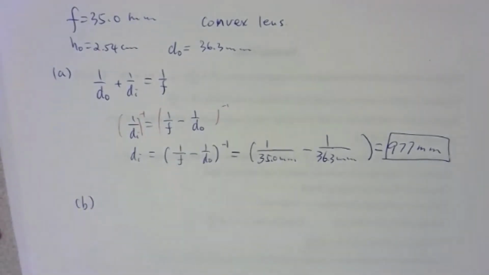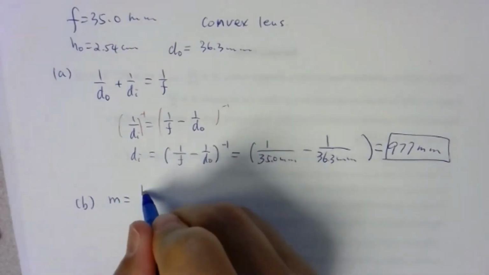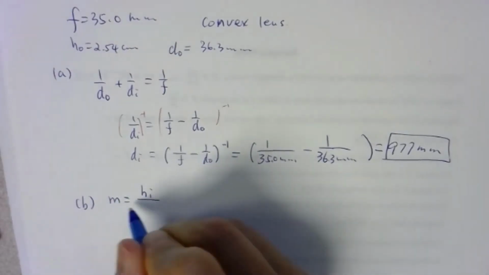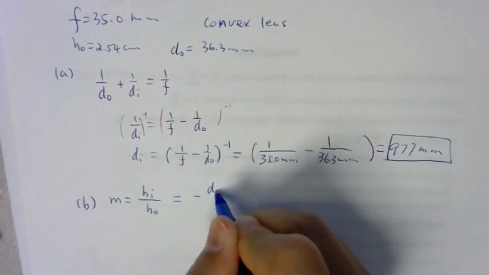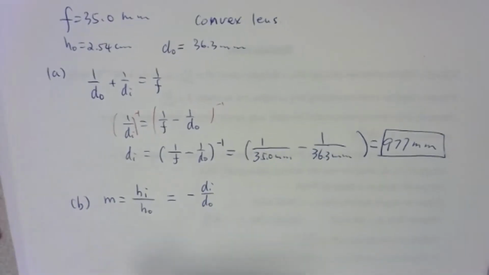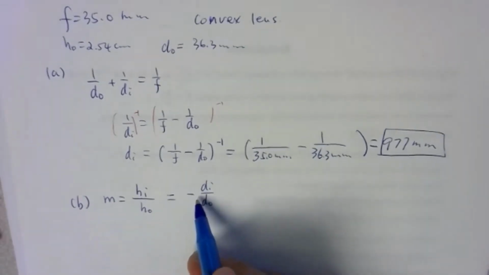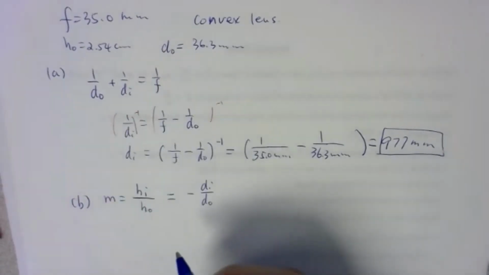And then the second one is asking you what's the height of the image. So you're looking for HI. You can use the magnification equation, M equals HI over HO, equals minus DI over DO. Because you can calculate M by using DI and DO, they are given, and then HO is also given, so you can figure out your HI.